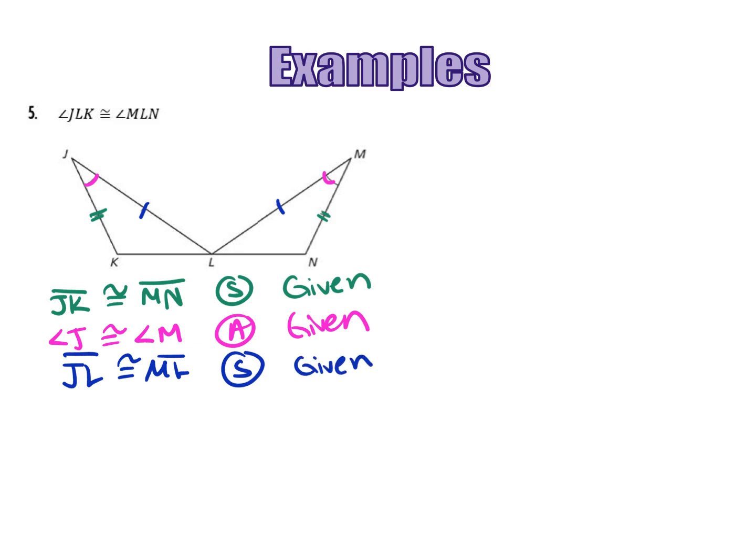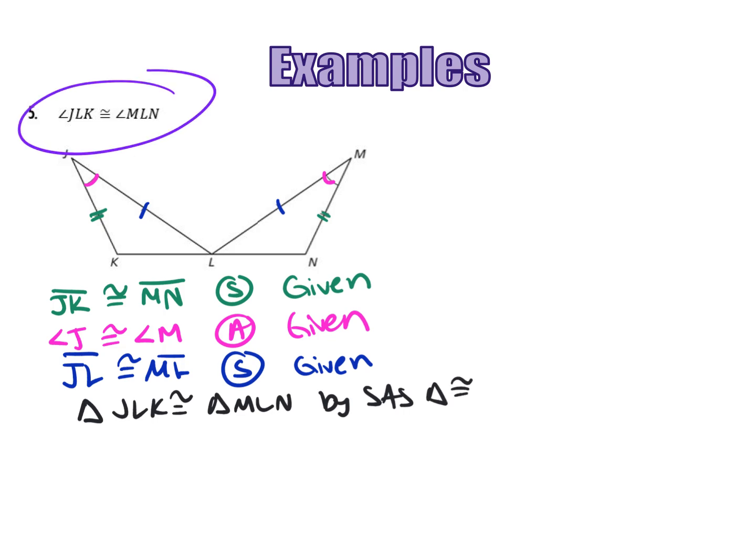So we were actually given all the information we needed in the diagram to show the next statement, which is triangle JLK is congruent to triangle MLN by the side angle side triangle congruency statement, which means we can draw the conclusion that we're being asked to draw. Angle JLK is congruent to angle MLN because corresponding parts of congruent triangles are congruent.